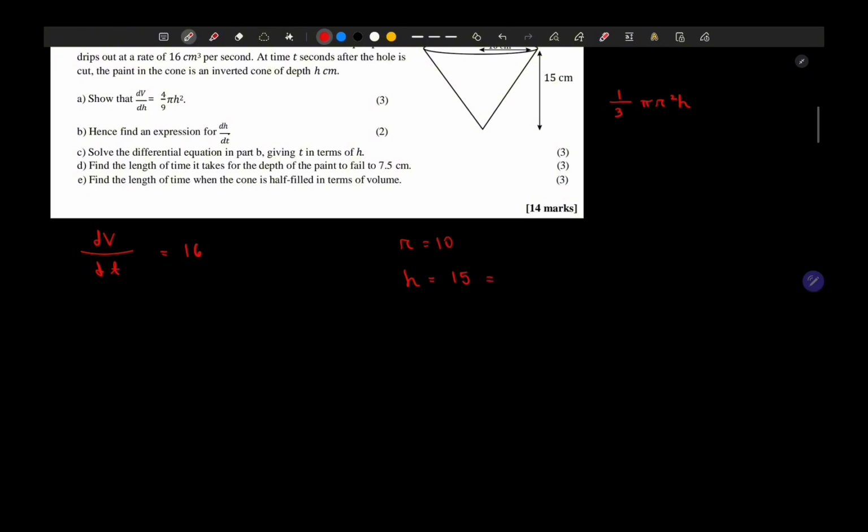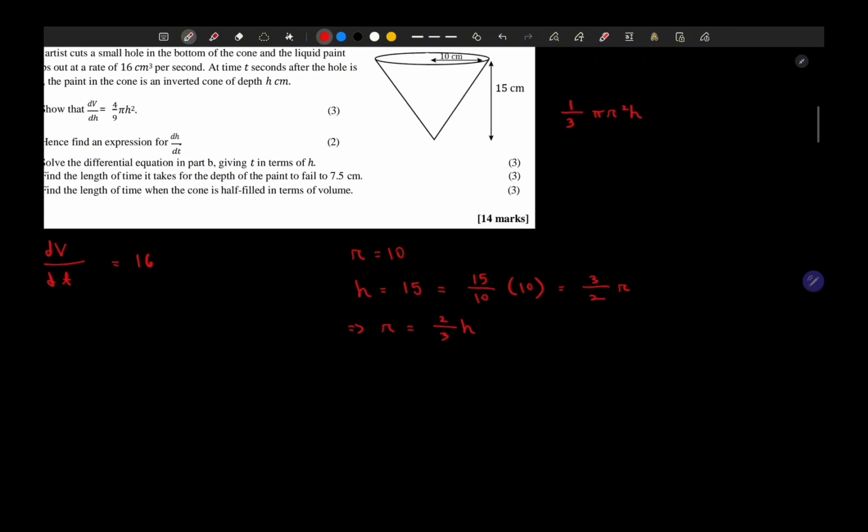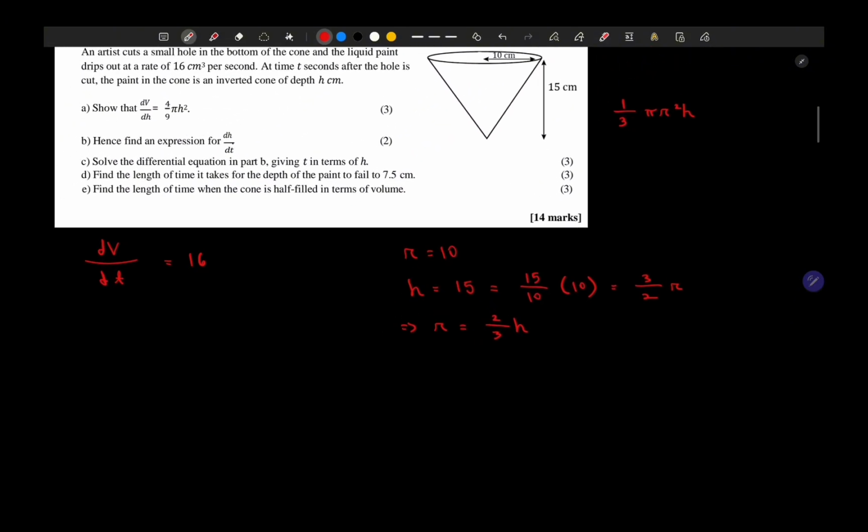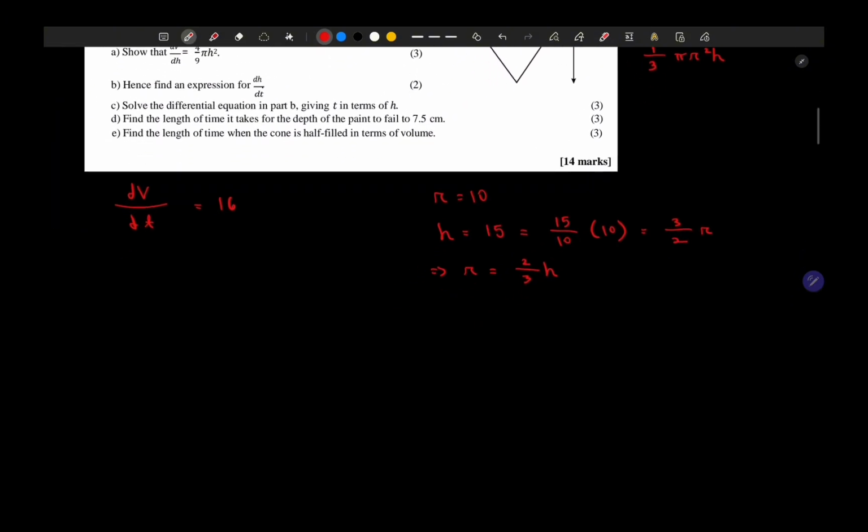So I can write 15 as 15 over 10 times 10, and I know that the value of 10 is r. So it's basically h equals 3 over 2 r. So I can say that r is equal to 2 over 3 of h. So no matter what, r will always be equal to 2 over 3 of h.